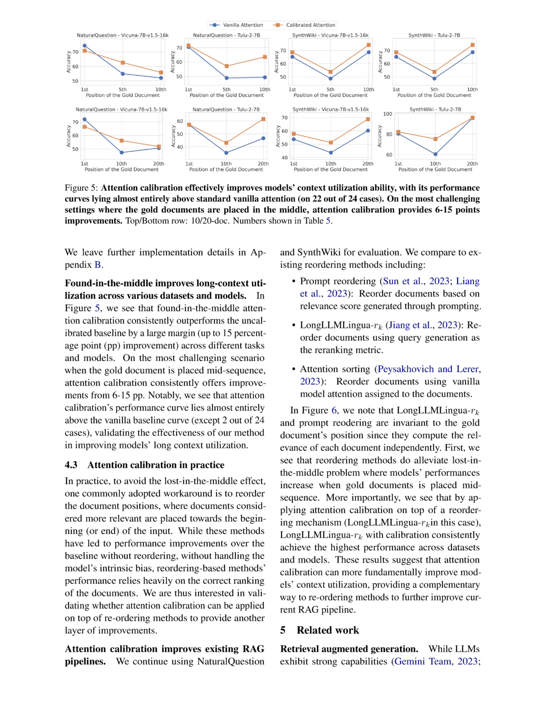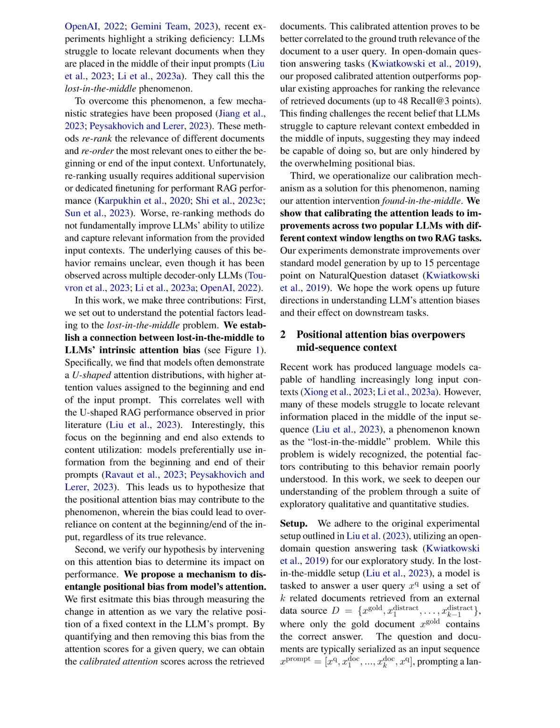The main results achieved with the proposed attention calibration method in comparison to existing approaches on RAG tasks include significant improvements in model performance. The attention calibration method, named Found in the Middle, outperformed existing methods by up to 15 percentage points on the natural question dataset. Specifically, the calibrated attention led to improvements across two popular LLMs with different context window lengths on two RAG tasks. The experiments demonstrated improvements over standard model generation by up to 15 percentage points on the natural question dataset.